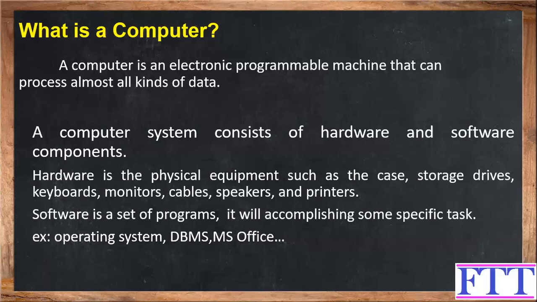So the operating system or DBMS is also a software. MS Office too. These are all examples of software. A bit later we'll discuss all those things: what exactly an operating system means, how MS Office works, what all the parts are, and we can go ahead.